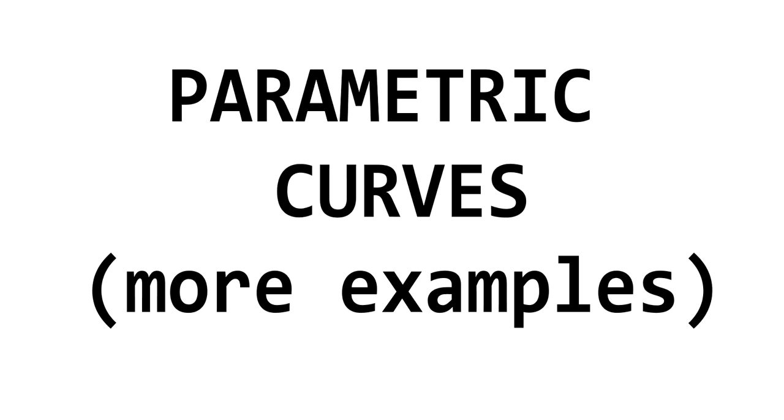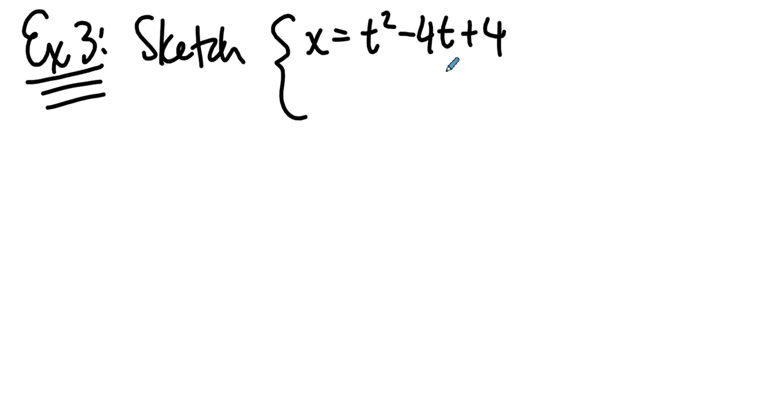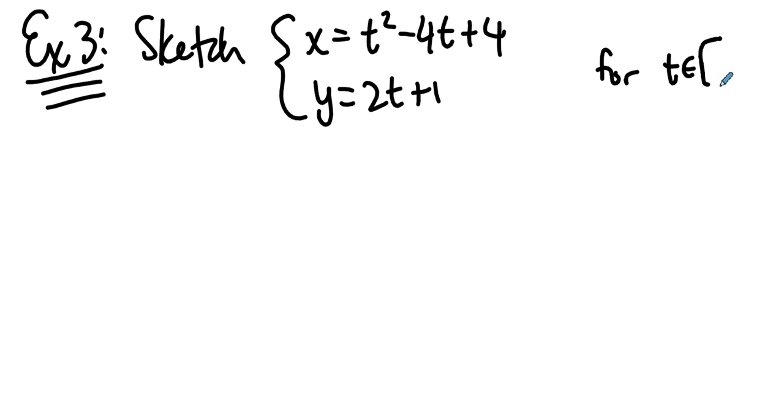Welcome back. I thought that this screencast would be good to do a few extra examples on how parametric curves are graphed for the benefit of those folks who might want a few extra practices. So let's sketch the parametric curve with the equations x equals t squared minus 4t plus 4 and y equals 2t plus 1 for t between 0 and 4.